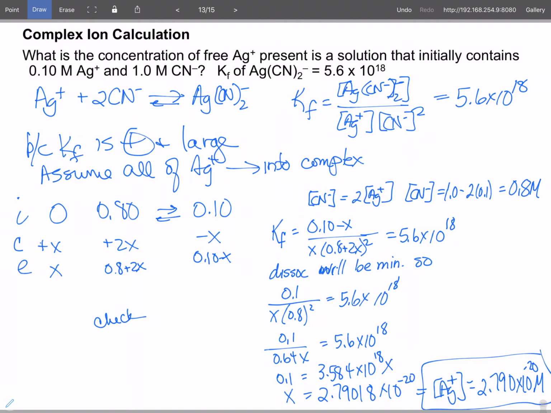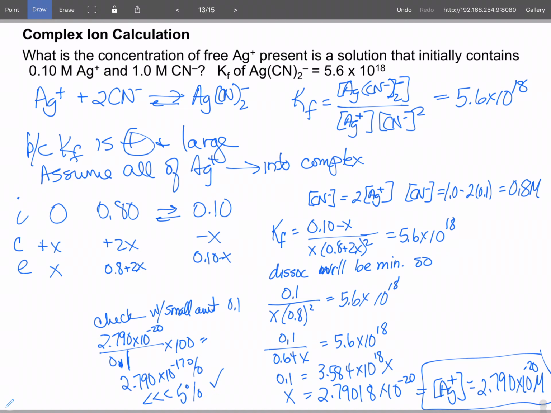Now, you're like, wait, we made the assumption on two things, 0.1 and 0.8. Well, 0.8 is a whole lot larger than 0.1, so 0.1 is the one we're going to check. So check with the smallest amount, which is 0.1 in this case. So we take the 2.790 times 10 to the minus 20 divided by 0.1 times 100. This is going to be 2.790 times 10 to the minus 17th percent, which is much, much, much less than 5%, so we're valid.